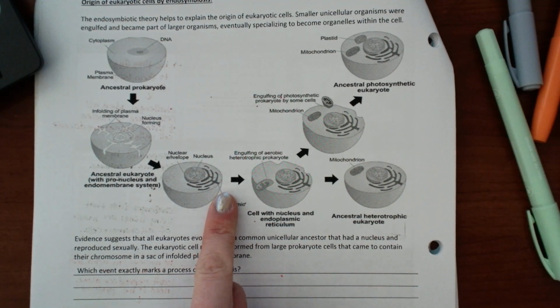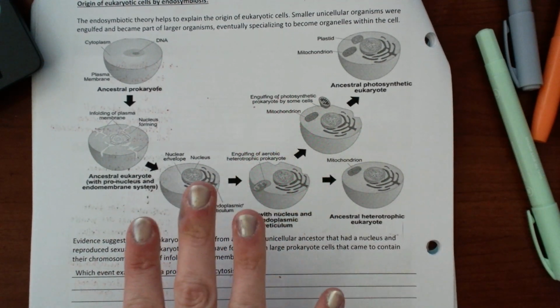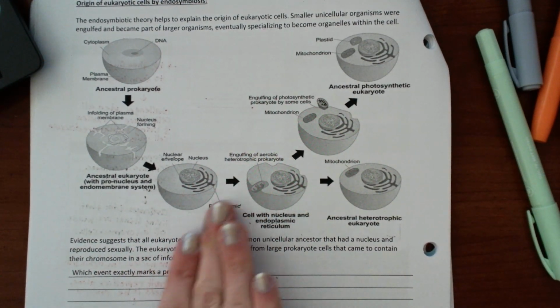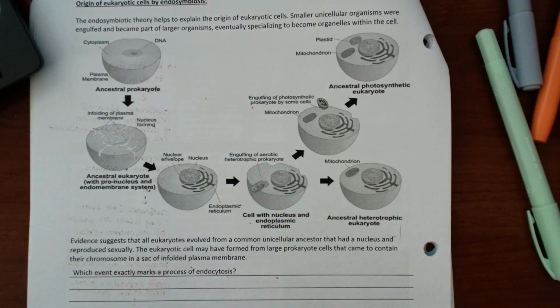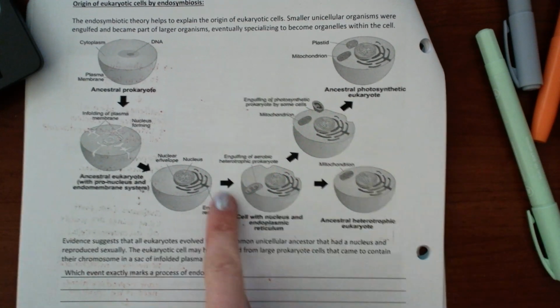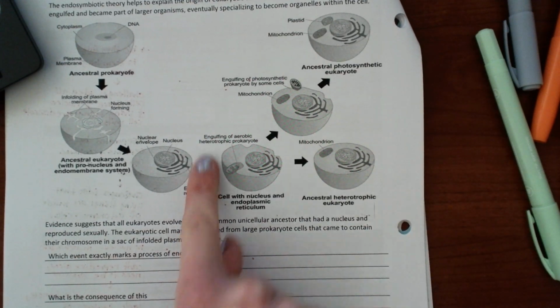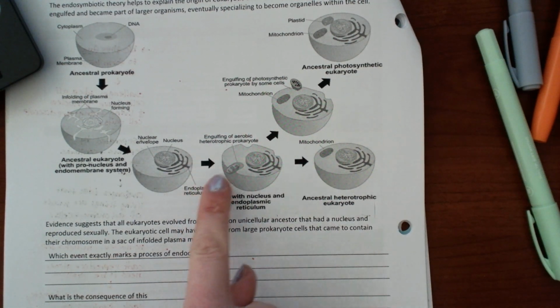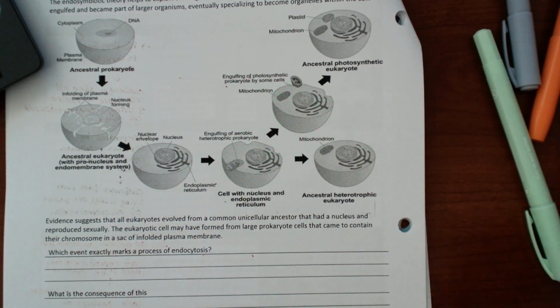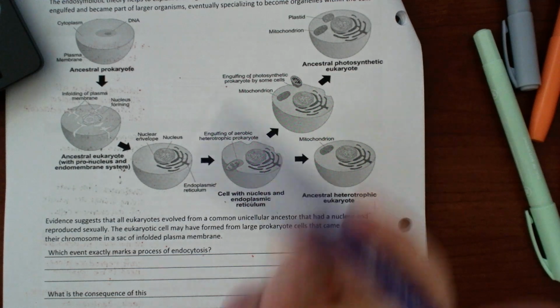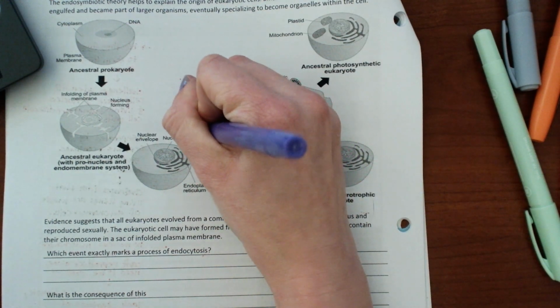And then, here we go. Here's the start of our endosymbiosis. Or I'm sorry, our endocytosis, which is part of endosymbiosis. We have this engulfing, or endocytosis, of a heterotrophic prokaryote, also known as a purple bacteria.